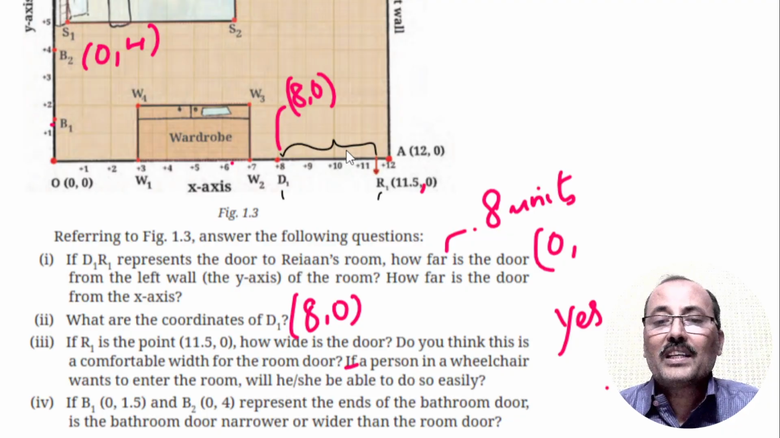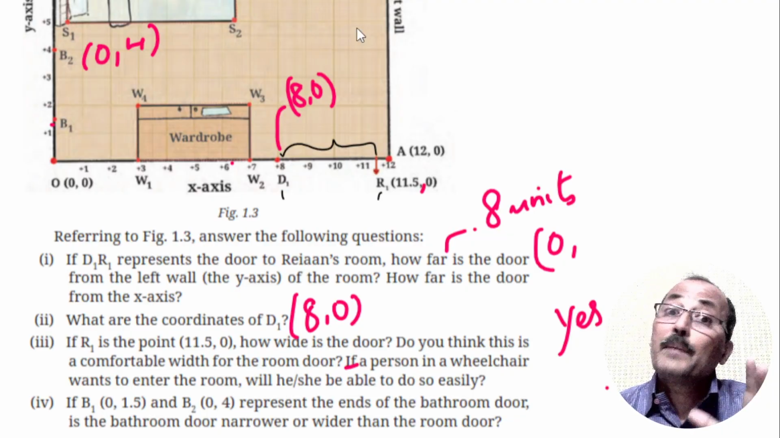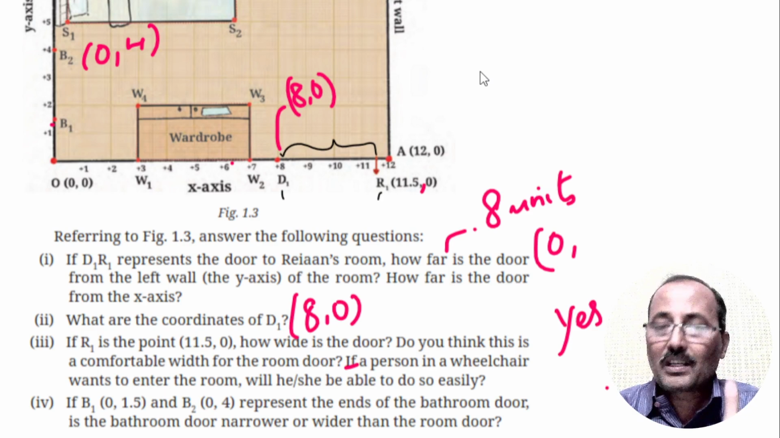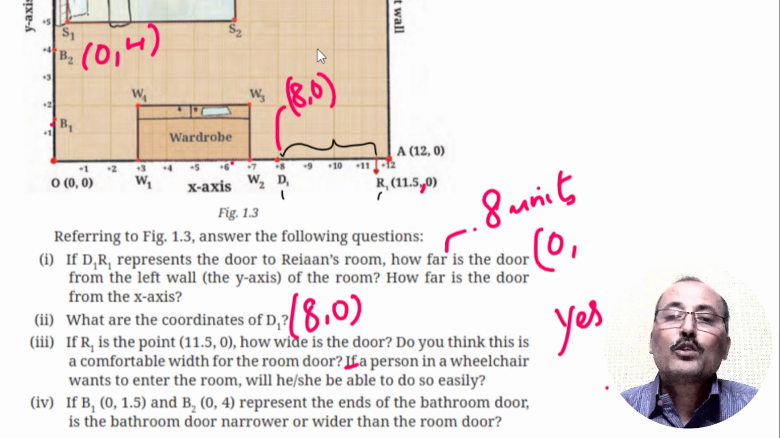Our door, you see, will be only 3 feet, 2.5 to 3 feet. 3.5 means it will be wider, so a wheelchair can enter. Suppose it is 2 feet, no, not possible. The chair itself will be nearly 2.5 meter, so not possible.